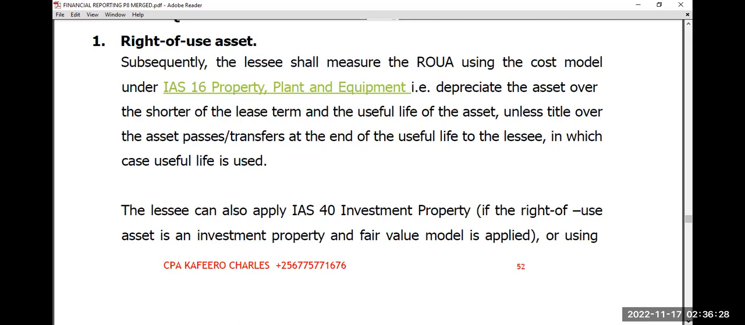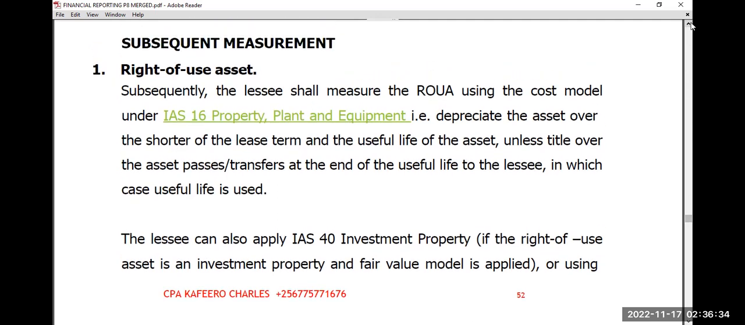And we are saying that for the right of use asset, that is the actual asset in use, subsequently the lessee shall measure the right of use asset using the cost model under IAS 16 PPE, or property, plant and equipment. What do we mean by saying we are going to be using the cost model? The same way we do it in IAS 16 PPE.